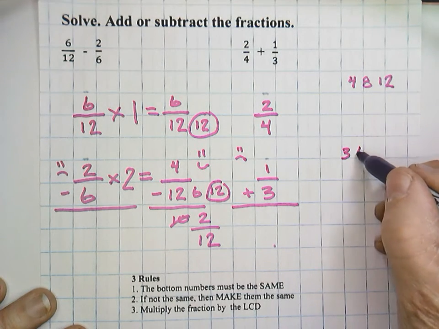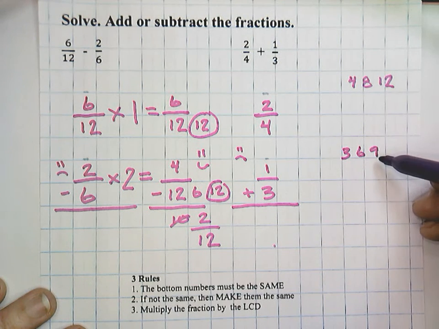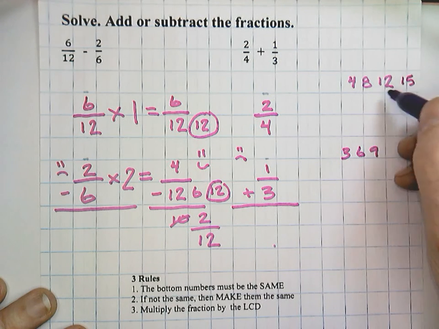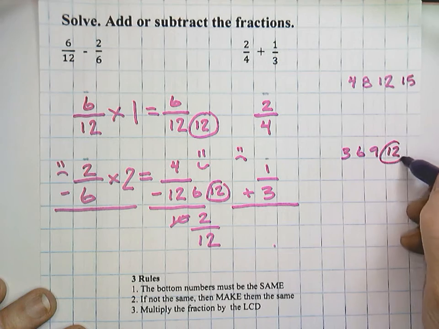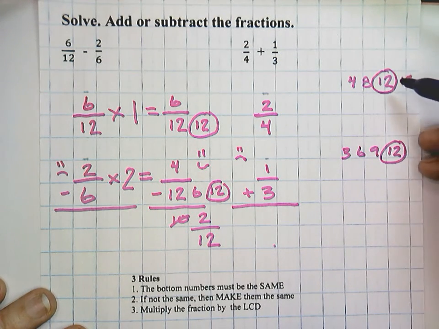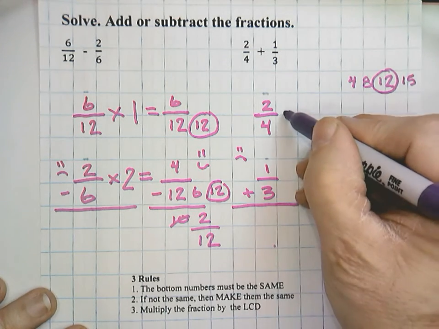3, 6, 9. I do not see a common multiple yet, so I'm going to add another one. 15 would be the next multiple. This would be 12, and here we go. We have our least common denominator. Our third rule is that we multiply.